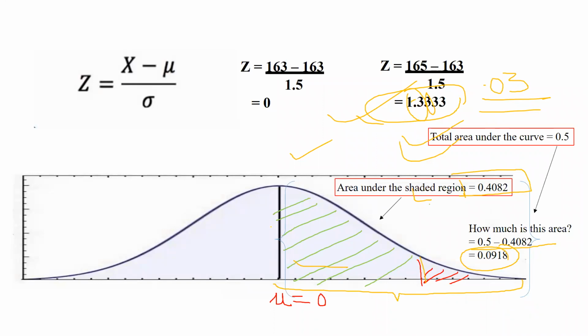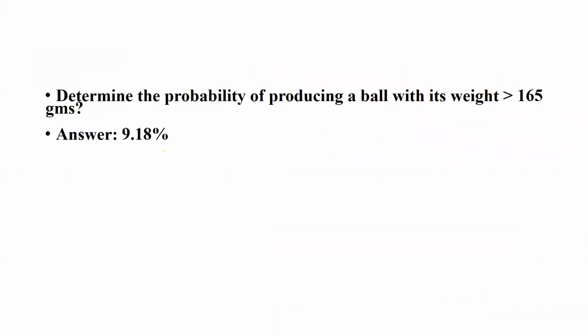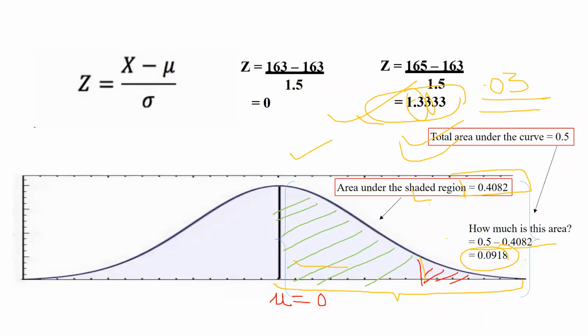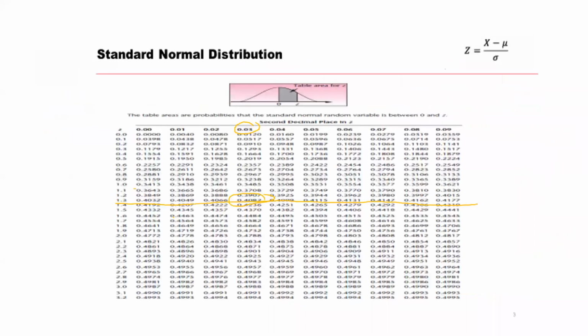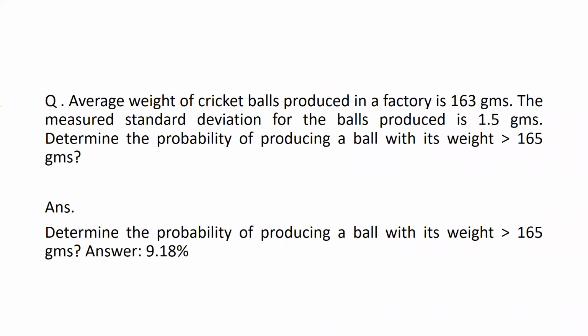So now how are we going to conclude this session? Determine the probability of producing a ball with its weight greater than 165. The answer is 9.18%, because we converted this value into a percentage. I hope this was the question and that is the solution.